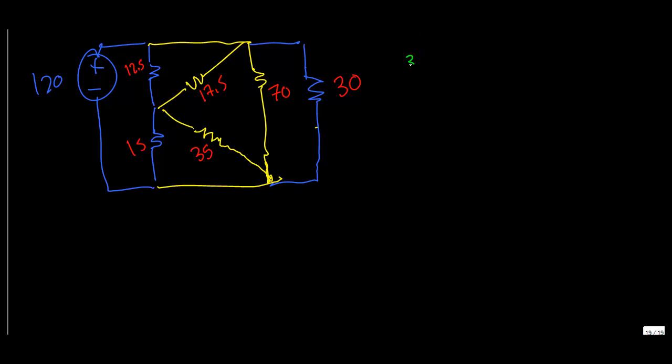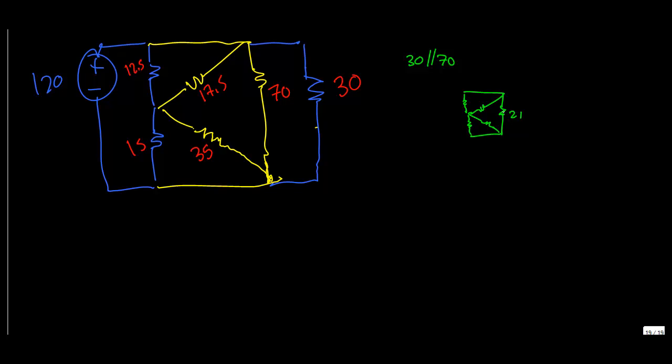So basically 30 is going to be in parallel with 70. If you do 30 in parallel with 70, you get 30 times 70 over 30 plus 70, which is 100, and you should get 21 ohms. So now you have a circuit that looks like this. It's 21, and then you have this, and this, and this, and then you're going to have these two.